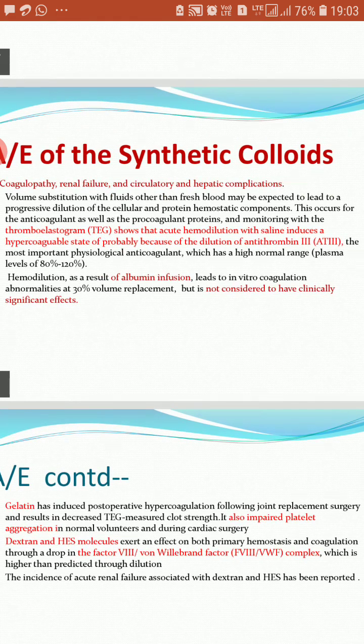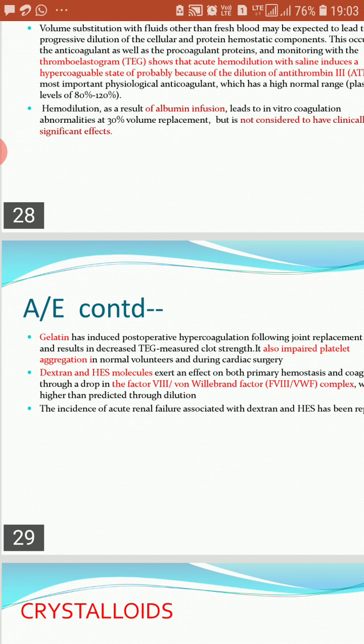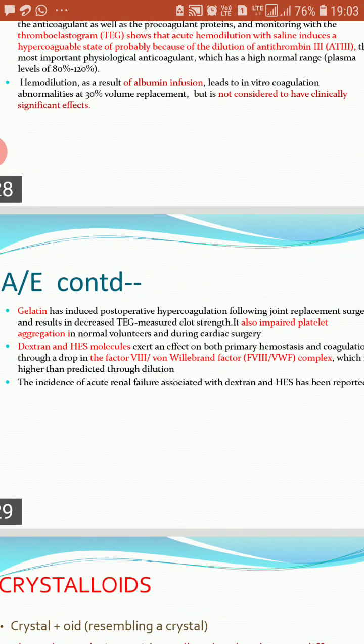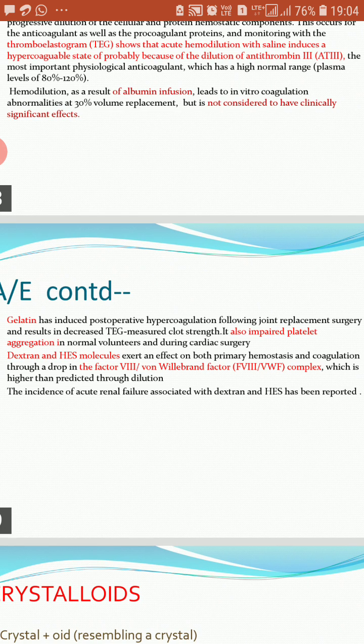Albumin affects coagulation at 30% of volume replacement, but it is not considered to have clinically significant results. Gelatin also impairs platelet aggregation, so it is avoided in cardiac surgery. Dextran and hydroxyethyl starch also decrease factors 8 and 9.